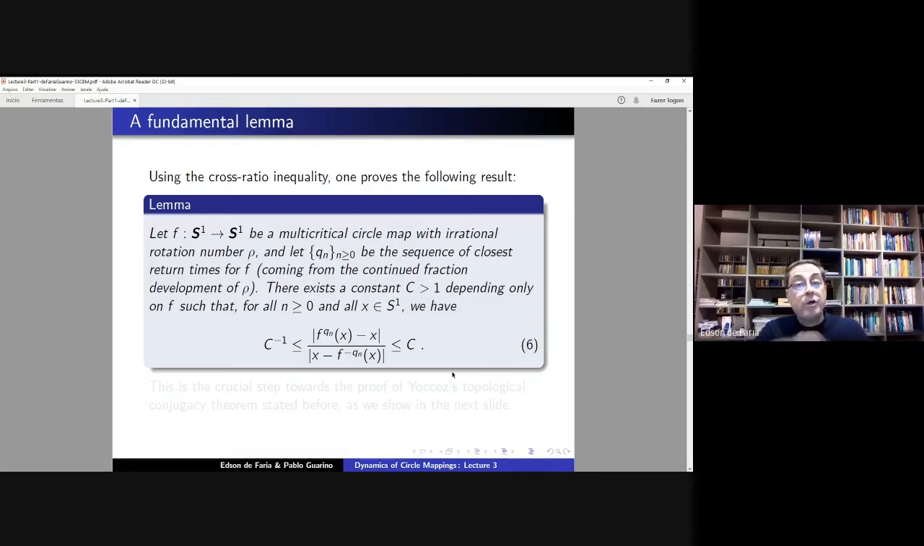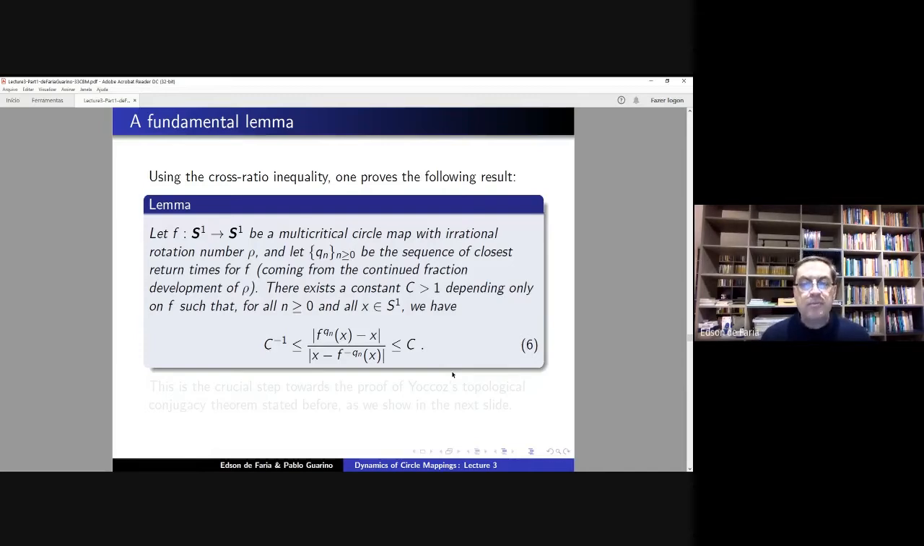So if F were a rotation, then these would be really the closest approaches. Take a point and look at its orbit going forward. The times Qn are precisely the first return times. So each Qn is such that the rotation applied to X, Qn times, is closer to X than all the previous rotations, okay? And Qn plus 1 is defined as the next closest approach, and so on. So this is the dynamical meaning of these Q sub n's, explained in lecture number 1.